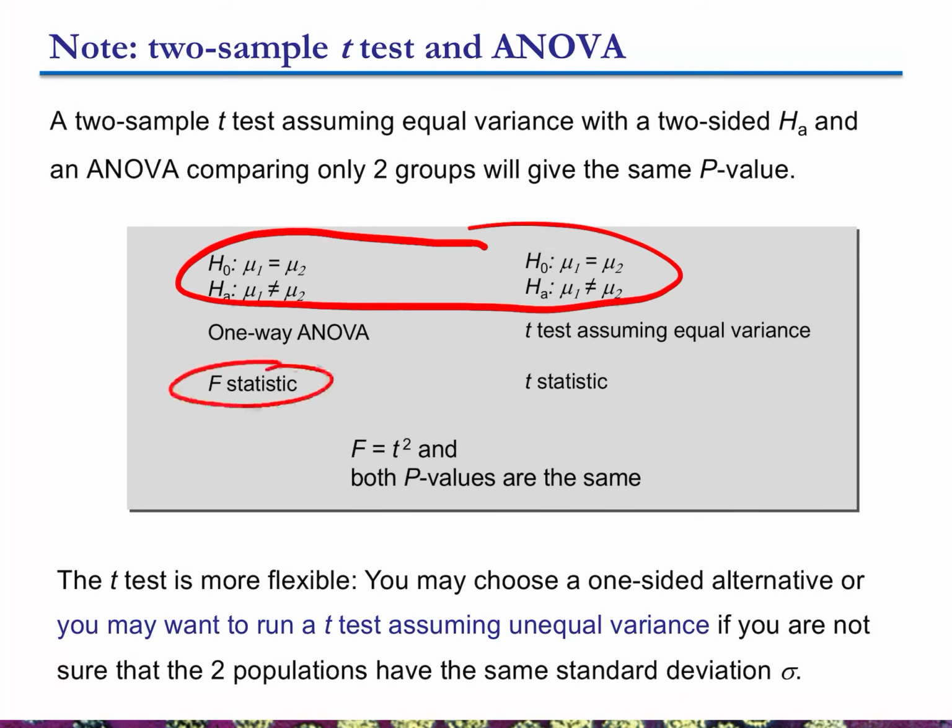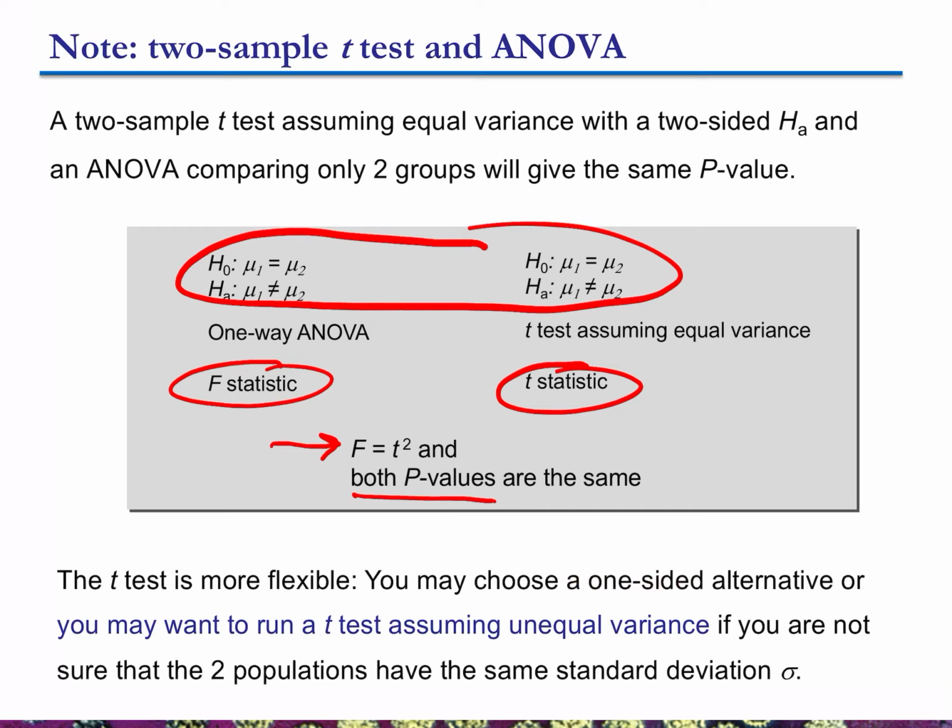Okay, notice that your hypotheses are the same in both cases. In one, you're calculating an F statistic, the other a T statistic, but F is just T squared. And you would get precisely the same p-values in both of those. So why would you do a t-test when you could do the ANOVA? Well, a t-test gives you more flexibility. It gives you a one-sided alternative that you don't have with the ANOVA. The ANOVA is always two-sided, right? That is a two-sided alternative.